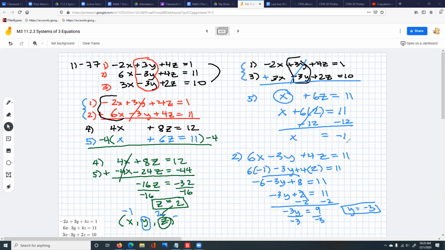Okay, so we found x, y, and z. Okay, you can't just leave your answers like this and say, oh, x is this, y is this, z is. We want you to write it as a coordinate. Okay, so your answer needs to be written like this. So it goes x, y, z, alphabetical order always, right? So x, we start with x. X is negative 1. So our solution is negative 1. Y was negative 3. Negative 3, comma, and then z, 2.